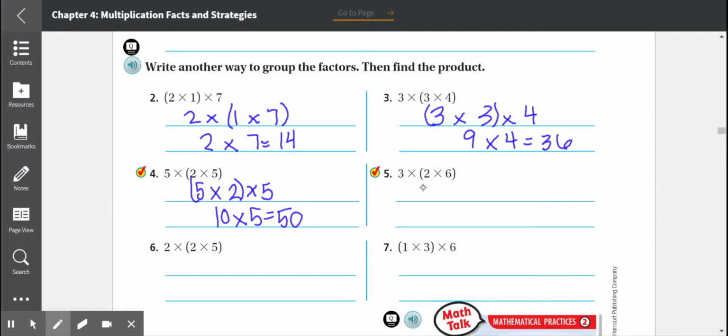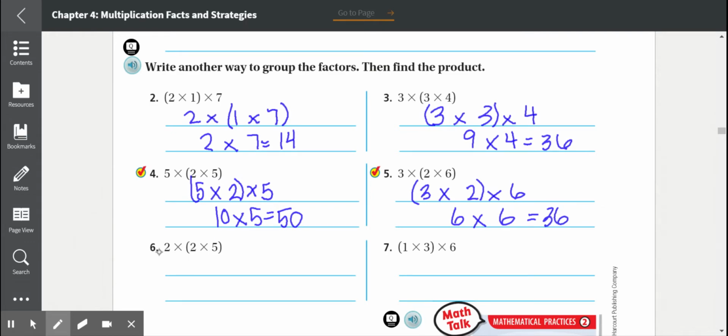Okay, number 5. 3 times 2 times 6. Change the grouping. So now it's around the 3 and the 2. Parentheses always mean do first. So we need to do 3 times 2 first, which is 6. Times that by 6 is 36.